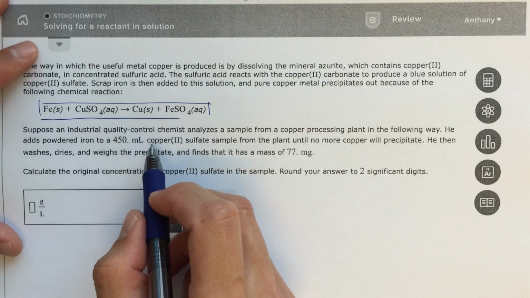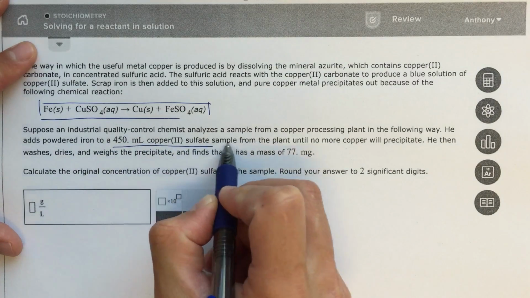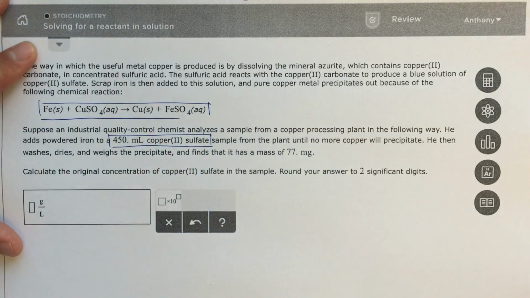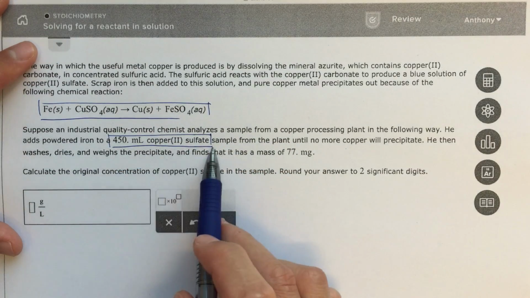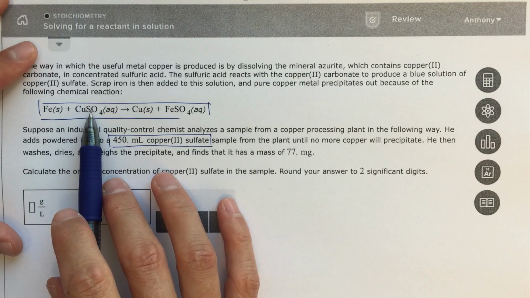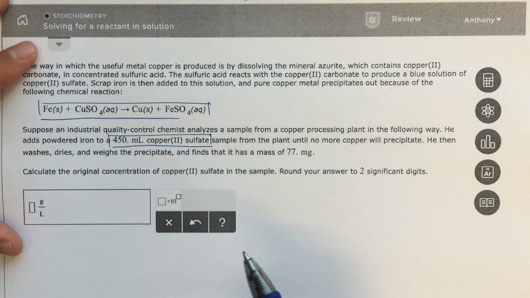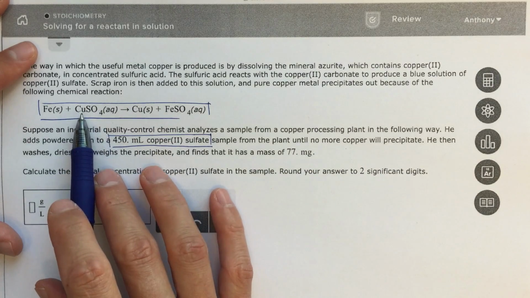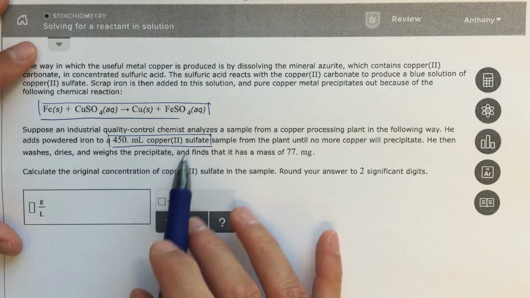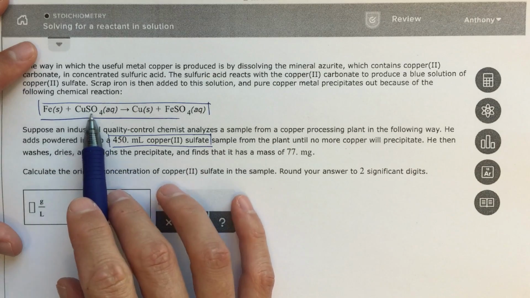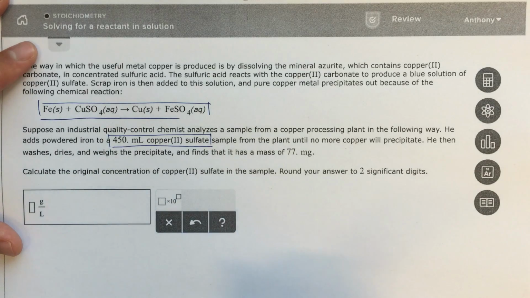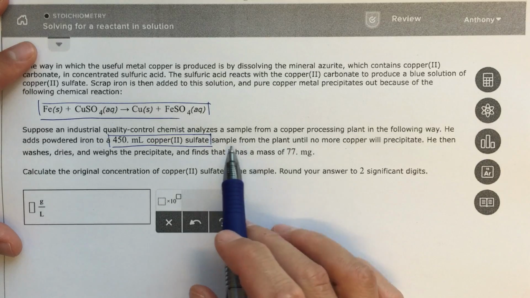This quality control chemist starts with a 450 milliliter copper(II) sulfate sample. So this is copper(II) sulfate. The 2 there is just because copper is a transition metal, so we need to indicate what the charge is. Sulfate is going to have a -2 charge, so one of these coppers for every one of the sulfate polyatomic ions.